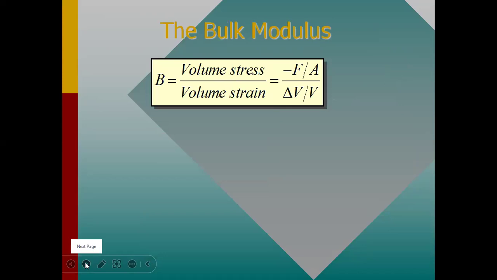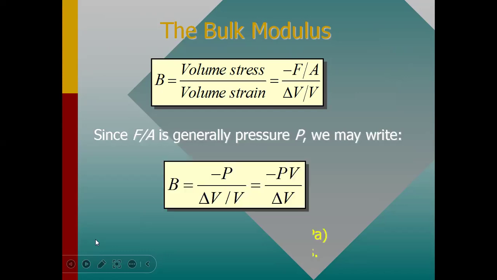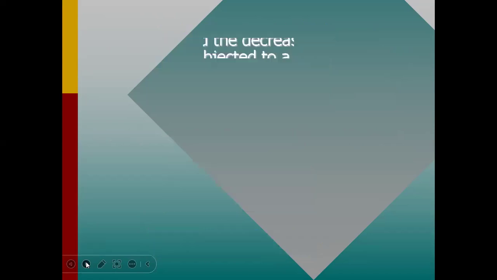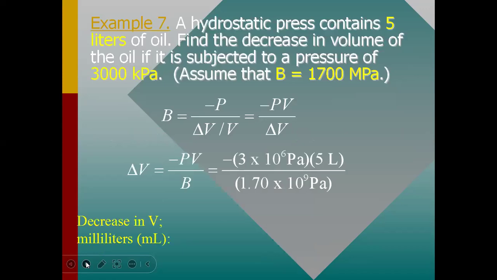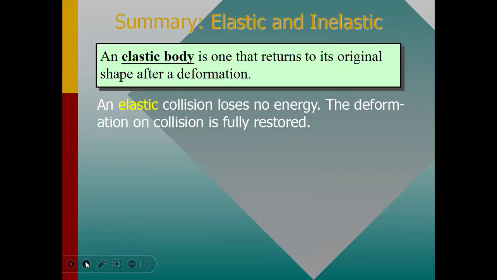Volume stress divided by volume strain. Force per unit area is generally pressure. The unit will be the same as the longitudinal modulus and shearing modulus. So this is the example for finding the bulk modulus of a body, and the decrease in volume is indicated by the negative sign. Similarly, this is the summary we have.